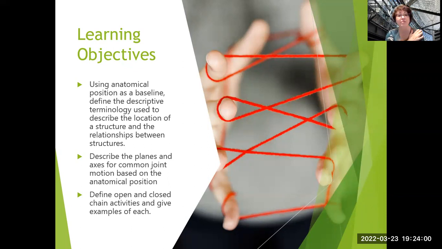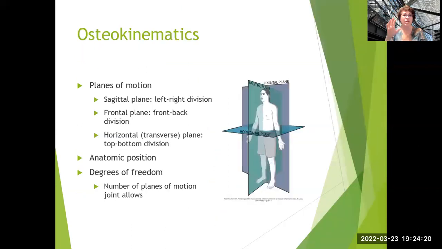We need to be able to describe the planes and axes for common joint motions based on anatomical position. And we need to be able to define open and closed chain activities and give examples of each. So these learning objectives are sort of tying everything together, which is why I picked this graphic. So the planes of motion. So this guy, I call this figure plane man, plane guy.